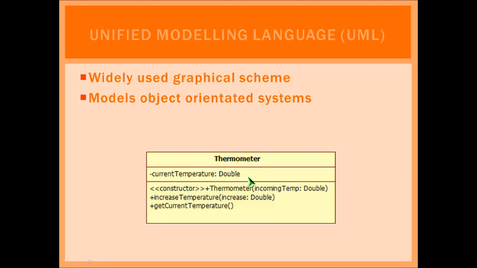Then you can give it its properties. Now the property of the thermometer is its current temperature. And then you can give it its methods, its behaviors. What must it do? It has to increase the temperature, and we want to look at the temperature. Now don't worry about this little diagram too much. We'll look at it in a later class again.